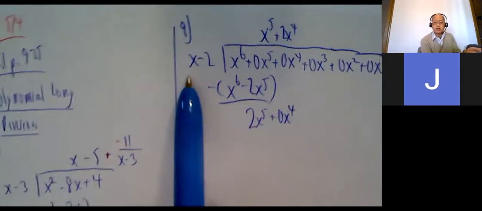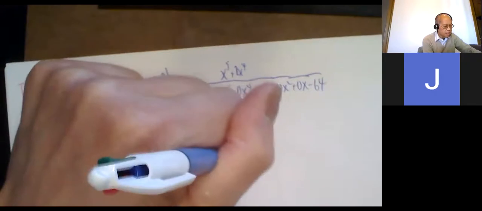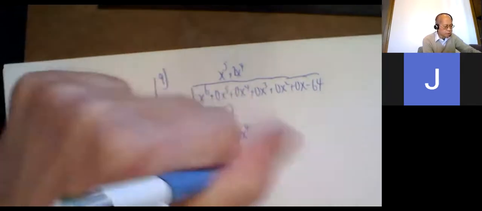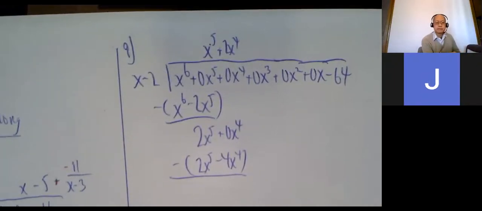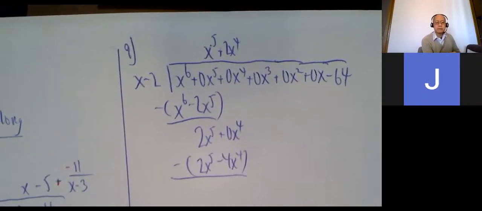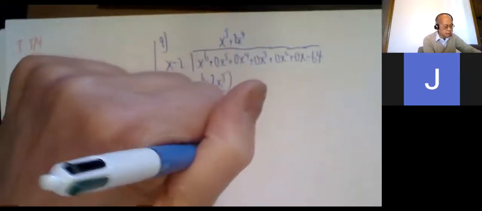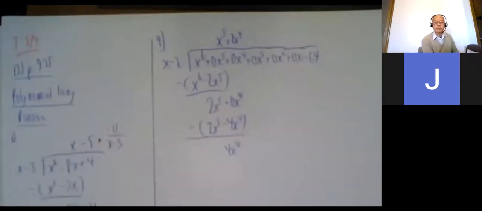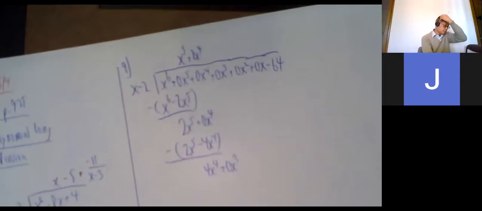All right, 2x to the 4th times this whole thing: 2x to the 5th minus 4x to the 4th. Subtract. Cancel. 0 minus a minus 4, positive 4x to the 4th. Bring down 0x cubed. Do it again.